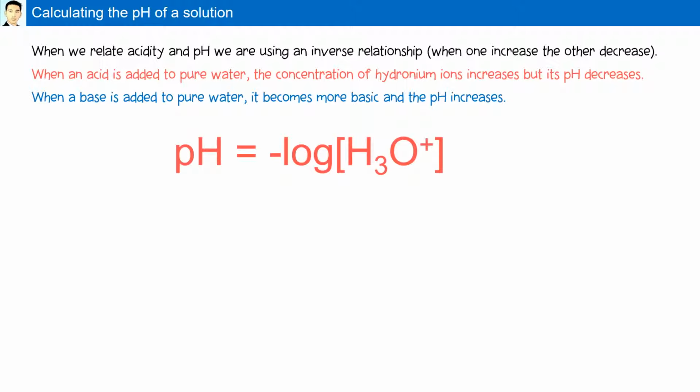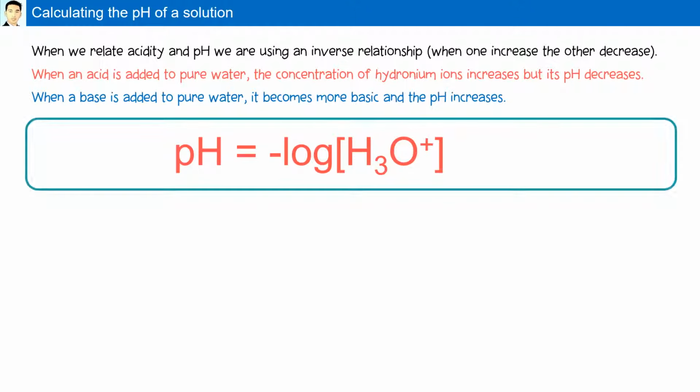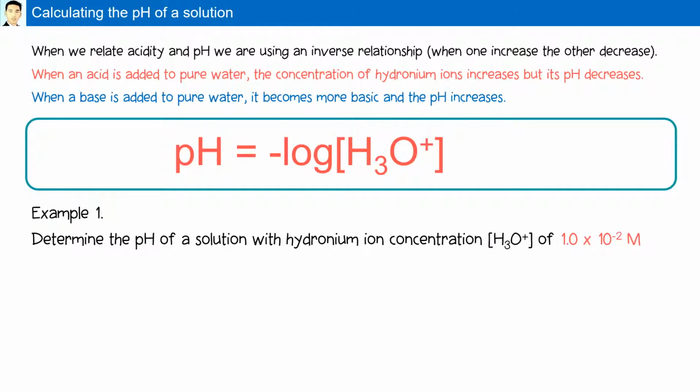The formula to calculate pH is negative log of the hydronium ion concentration. For example, if you were to determine the pH of a solution with a hydronium ion concentration of 1.0 times 10 to the minus 2 molar, pH is the negative log of the concentration of the hydronium ion. So it's the negative log of 1.0 times 10 to the minus 2, which is negative 2, which is 2. The pH of this solution is 2.